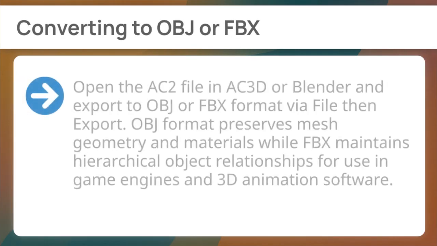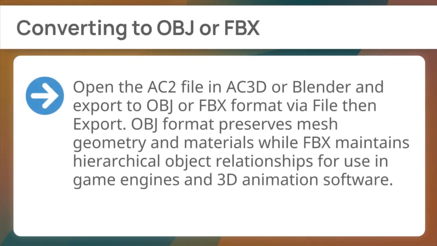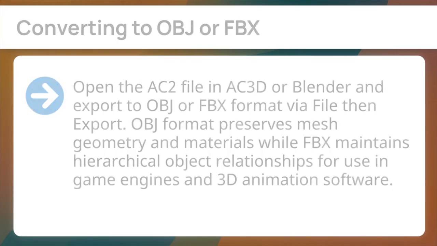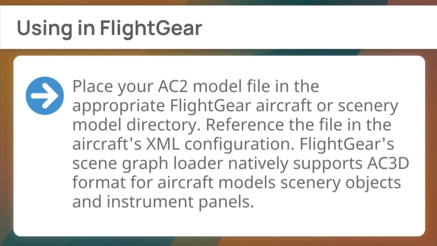Next, converting to OBJ or FBX. Open the AC2 file in AC3D or Blender and export to OBJ or FBX format via File, then Export. OBJ format preserves mesh geometry and materials, while FBX maintains hierarchical object relationships for use in game engines and 3D animation software.